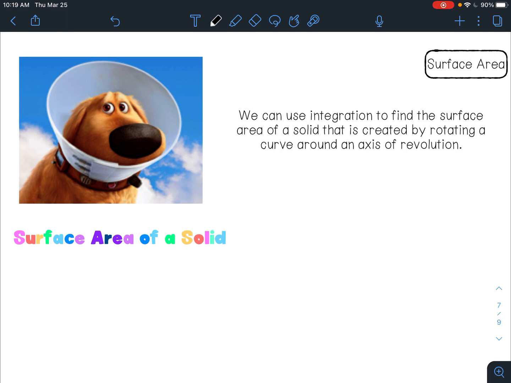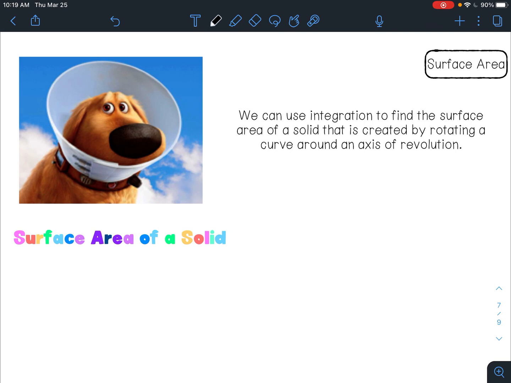So if we're thinking about this in terms of geometry terms, right? Arc length is kind of like perimeter. We know how to find the area between two curves with integration. We now know how to find volume. The last thing that you might be finding in a geometry class is surface area, and you can find surface area as well using integration. So we can use integration to find the surface area of a solid that's created by rotating a curve around an axis of revolution.